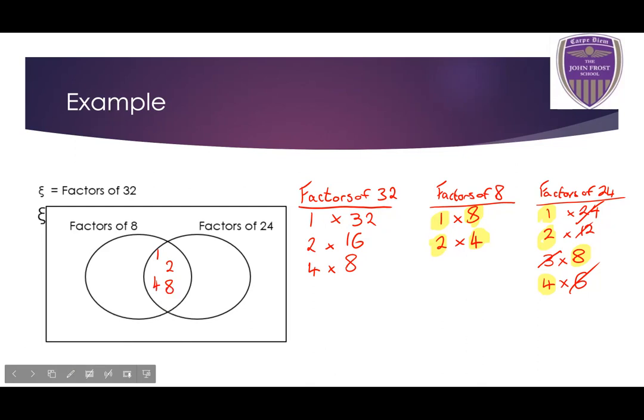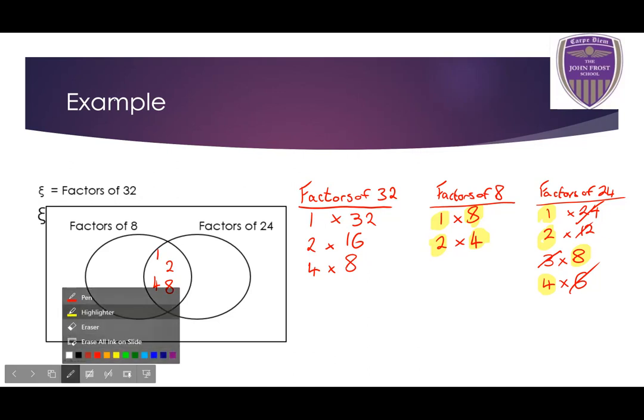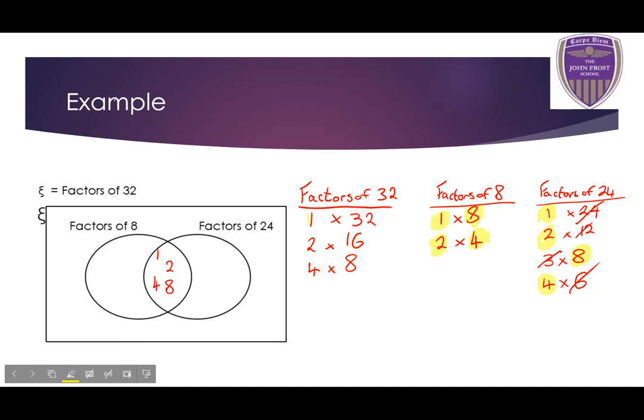That only leaves us with the numbers that we haven't already put in the Venn diagrams. We've used 1, 2, 4, and 8. So the only numbers not included will be 16 and 32. Okay? Let's have a look at the last question now.